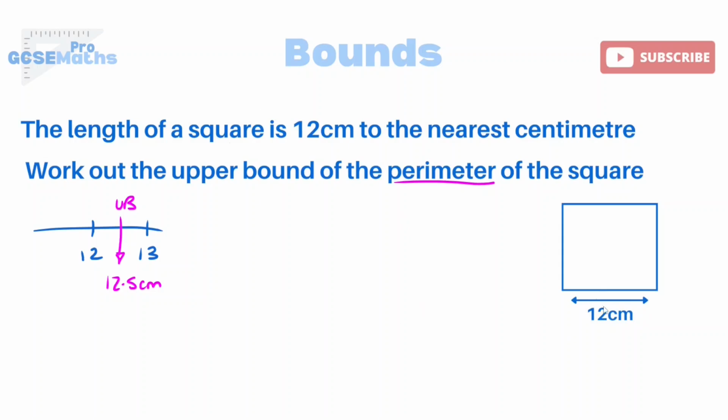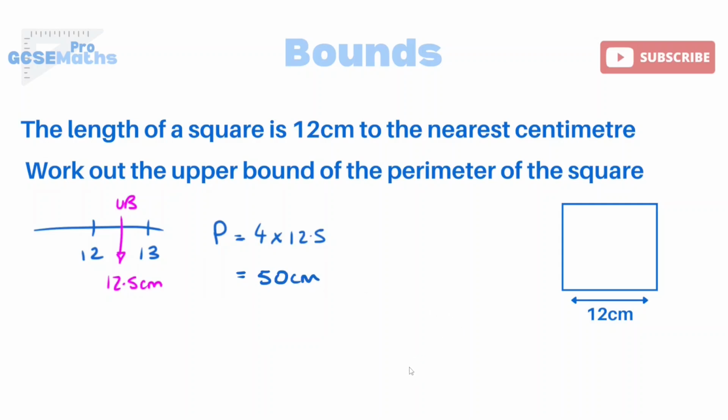So I'm going to assume that all of my sides are 12.5, because it's a square, right? So we've got 12.5 all round the square, and now all I need to do is just work out the perimeter. I've already done the upper and lower bounds part. Now it's just the perimeter. So it's technically 12.5 added together 4 times, isn't it? So I'm just going to do 4 times 12.5, which should give us 50 centimetres for the upper bound of the perimeter. And that's it.